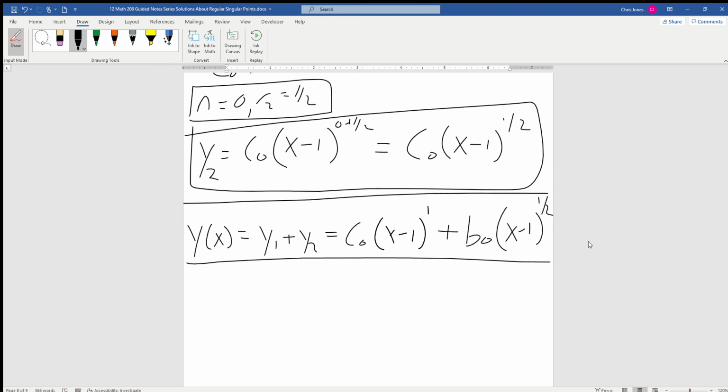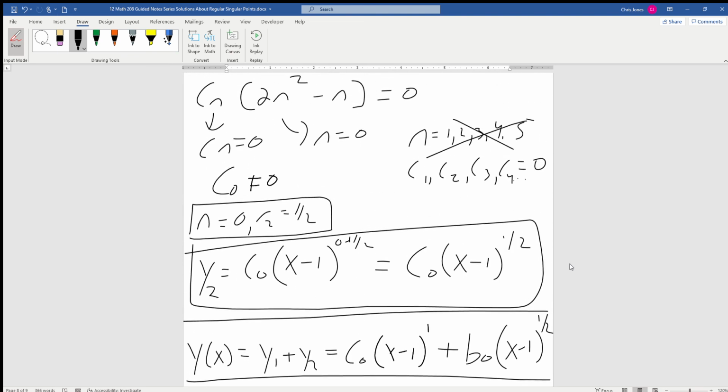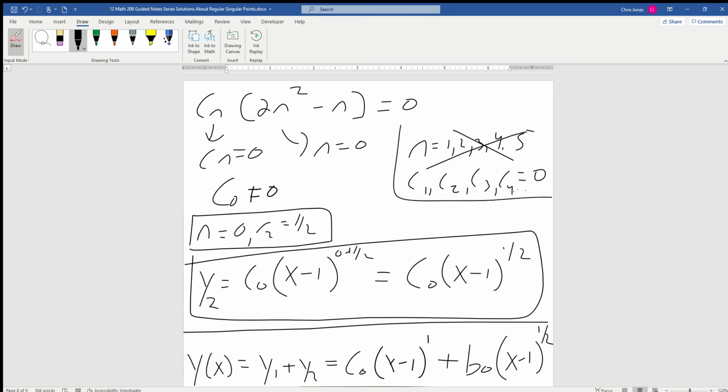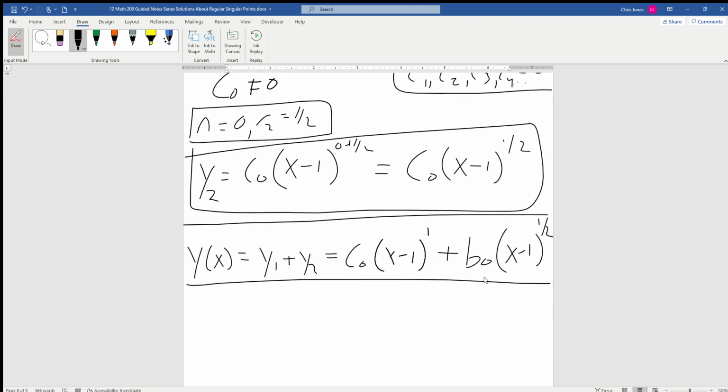Now this was a very easy example, and notice when I say easy, it was easy because of all this mess right here when n just canceled out after 0, right? In the next example, we're going to see that that's not going to happen, and we're going to have to get two recurrence relations. All right, so hang tight for that one, but hopefully this gives you a good understanding of the method of Frobenius.